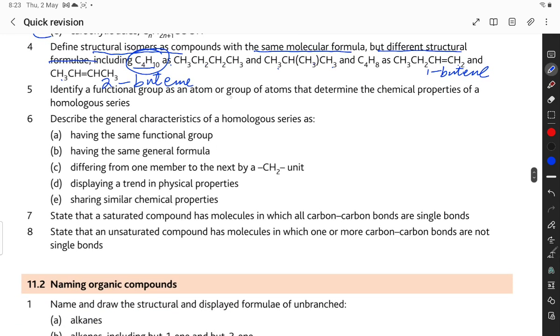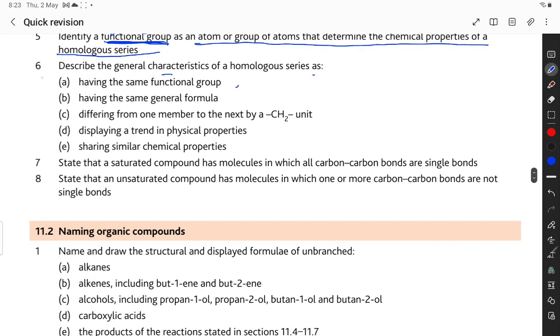Identify a functional group as an atom or group of atoms. This is the functional group definition: a group of atoms that determines the chemical properties of a homologous series. Describe the general characteristics of a homologous series as having the same functional group. These are the characteristic properties, and this is very important: having the same functional group, having the same general formula, differing from one member to the next by a CH2 unit, displaying a trend in physical properties. Physical properties gradually increase, except flammability and volatility, which decrease down the series, and sharing similar chemical properties.